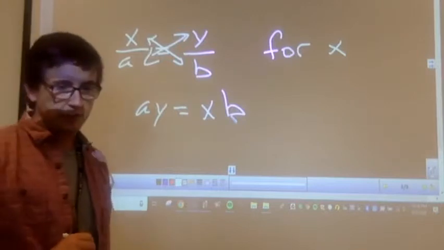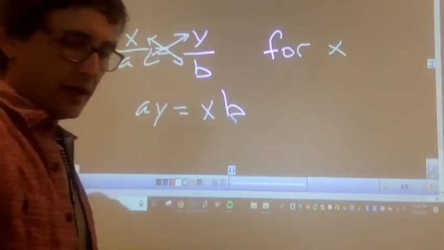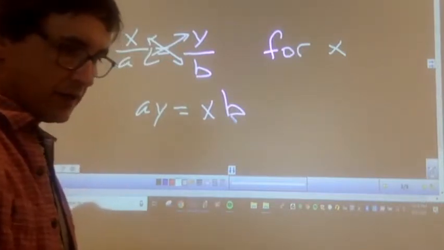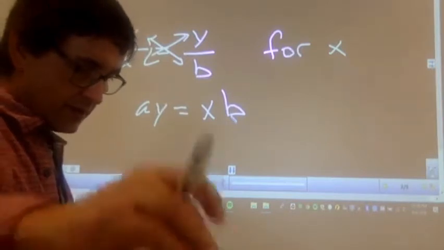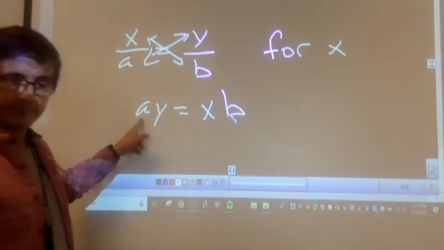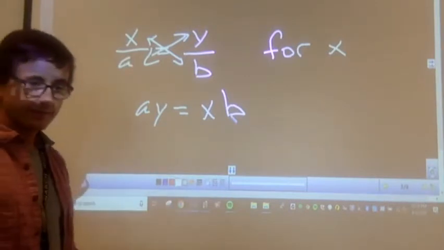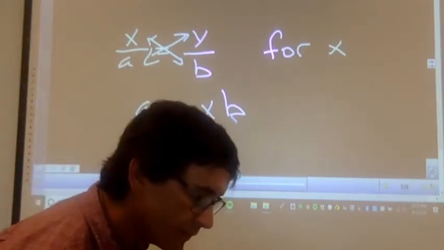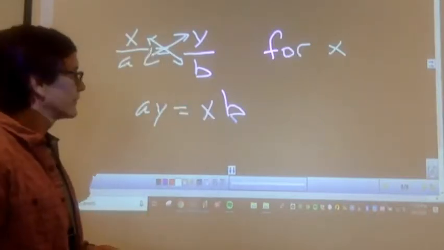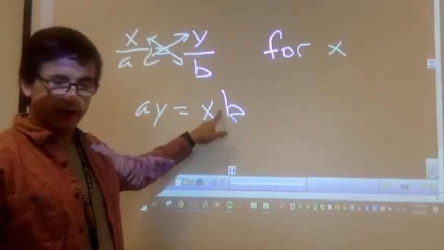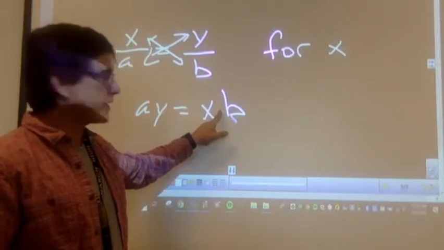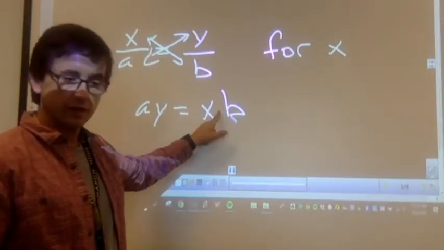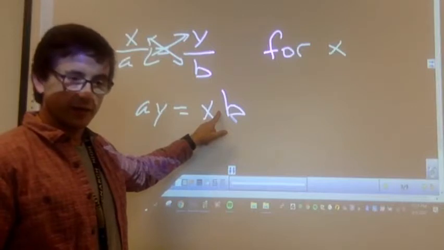So Ash, what would you do for the last step in solving for x? Can you hear me? I honestly have no idea. So what's the operation right here? I will help you. What's the implied operation in between x and b? Oh, multiply. How do you undo multiplication?